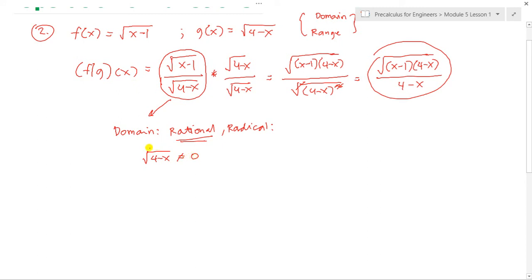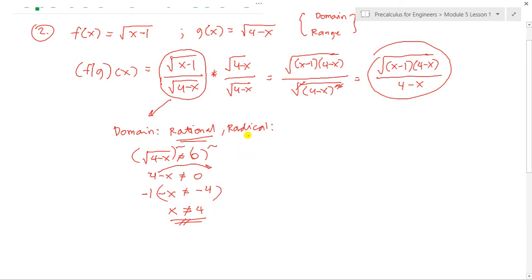So therefore, 4 minus x must not be equal to 0. Then you can also transpose 4 on the other side, so we have negative x must not be equal to negative 4. Multiply both sides by negative 1, you have x must not be equal to 4. So di pwede ang 4 kay mas 0. So di pwede ang denominator nga mas 0. So therefore, that is our first nga restriction sa atong domain.